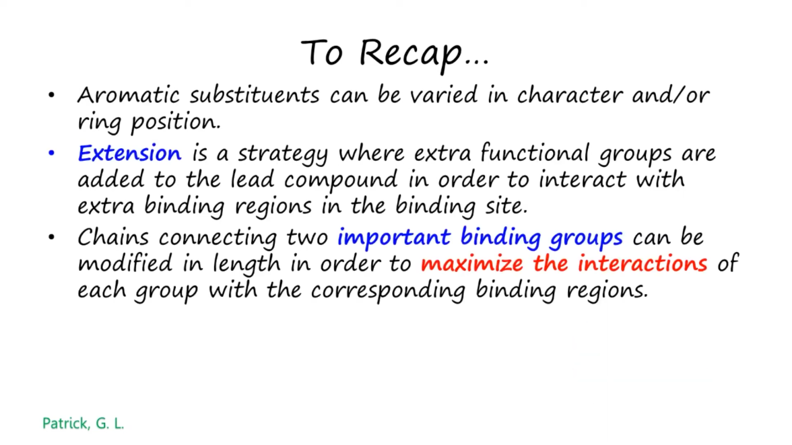Now, the second major functional group other than alkyl groups is the aromatic substituent. We can change the position of the aromatic substituent. For example, we can go from ortho to meta to para, and that would vary the character of the ring. The next strategy that we encountered was what is known as extension. Here extension is a strategy where an extra functional group is added to the lead compound to increase the levels of interaction. During the optimization studies or structure activity relationship studies, one may discover some extra binding regions in the binding site, and in order to access those binding regions, you would add more functional groups.